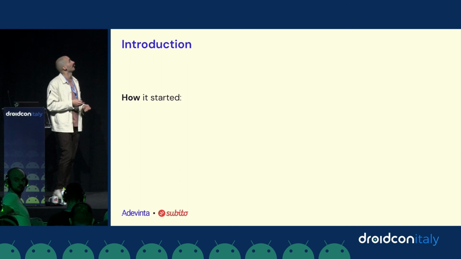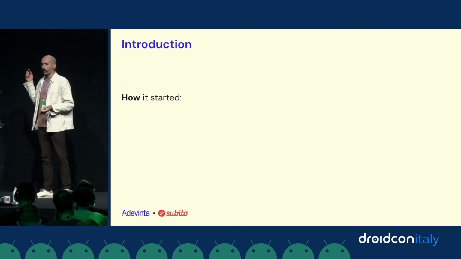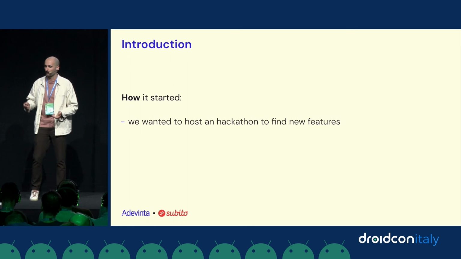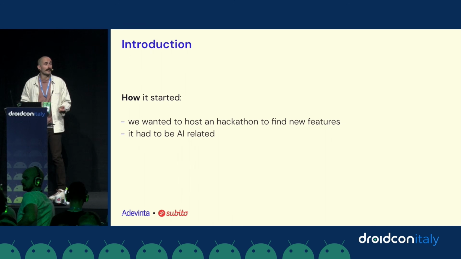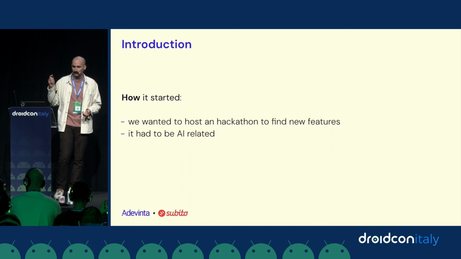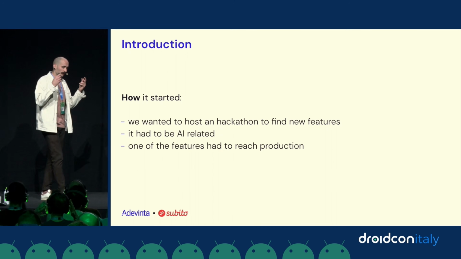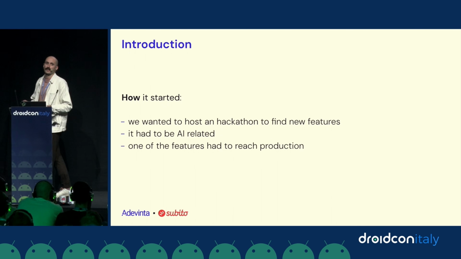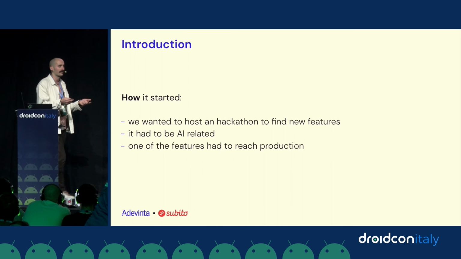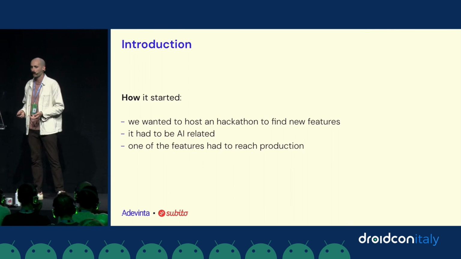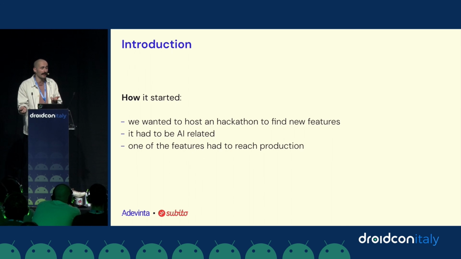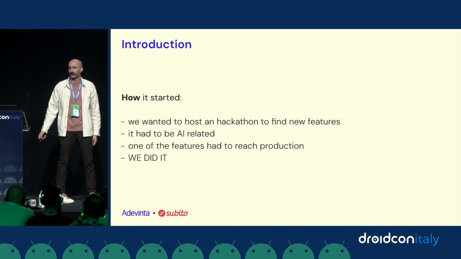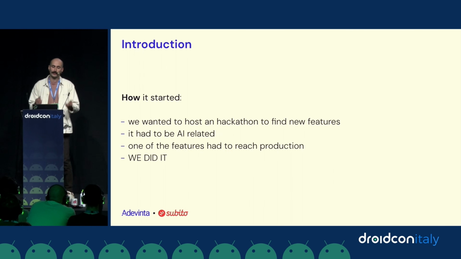Well, let's go ahead and say how it started for us. We, at Subito, wanted to host a hackathon to find new features to introduce in our platform. We actually wanted those to be AI-related or AI-powered, but we wanted these features to reach the stage of production, not make this hackathon become a graveyard of nice POCs, nice ideas that were just created, presented, and then stay there. And you may say, well, so what's so special about it? Well, we managed to do it. So I'm here to tell you about how we did it and how you can do it.